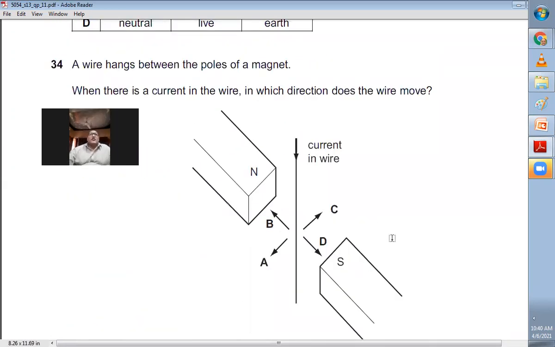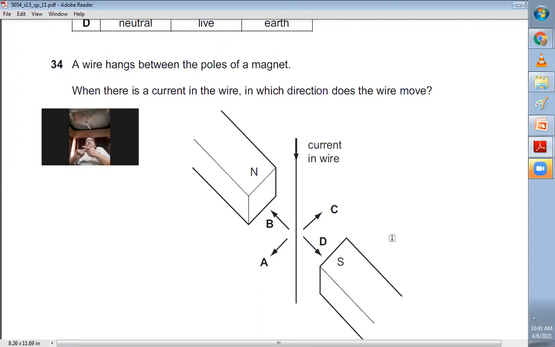A wire hangs between the poles of a magnet when there is a current in the wire. In which direction does the wire move? So you will apply the left hand rule. You take your left hand, stretch your fingers in such a way that they are perpendicular to each other. The thumb, the index finger and the middle finger are mutually perpendicular to each other. So you can see that.